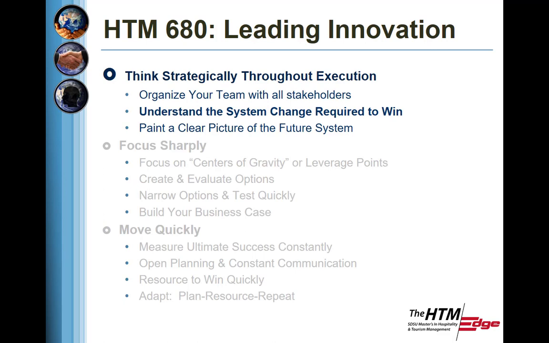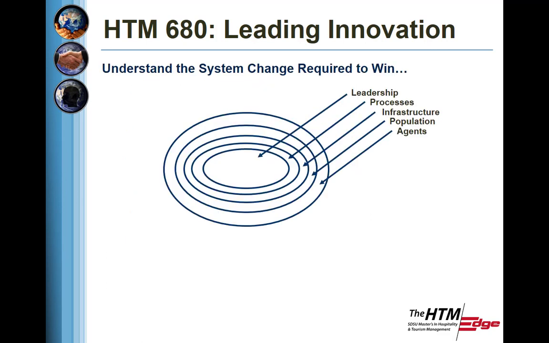The next step, think strategically throughout execution. Understand the system change required to win. Okay, let's talk a little bit about systems. Every system, whether it's a market or an organization or a distribution process or a hotel or a restaurant, every system has these core components. They have leadership, they have processes, they have infrastructure, they have populations, and they have outside agents.